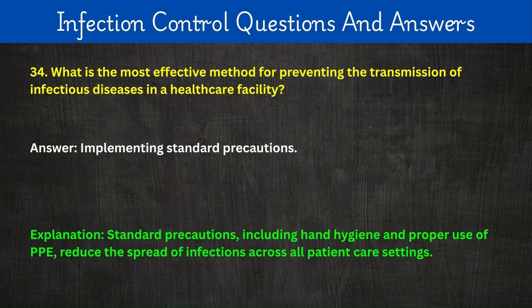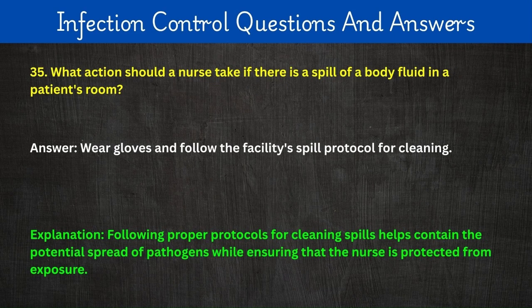34. What is the most effective method for preventing the transmission of infectious diseases in a healthcare facility? Answer: Implementing standard precautions. Explanation: Standard precautions, including hand hygiene and proper use of PPE, reduce the spread of infections across all patient care settings.